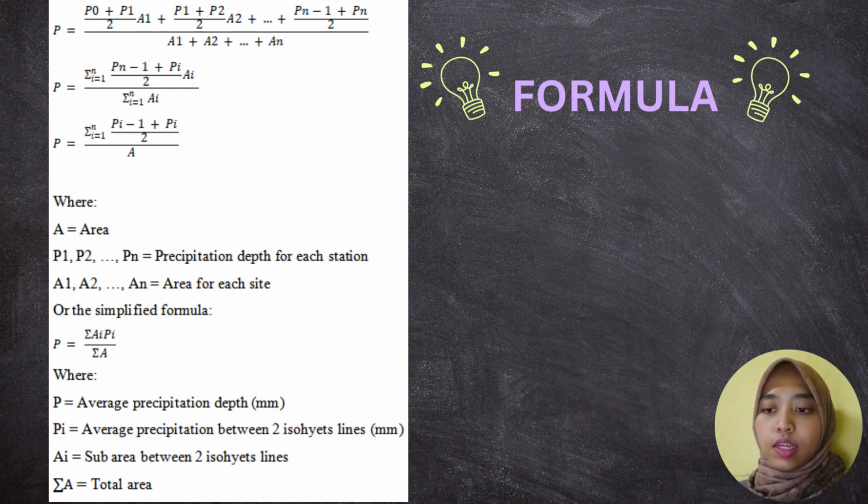Okay, lastly, this is the formula in order to find precipitation depth by using isohydral method, where P is equal to summation of AI times PI divided by summation of A, where P is equal to average precipitation depth, PI is average precipitation between two isohydral lines, AI is equal to sub-area between two isohydral lines, and summation A is the total area.